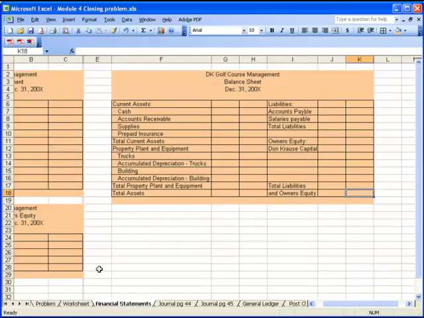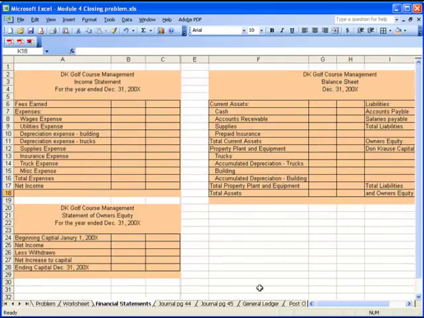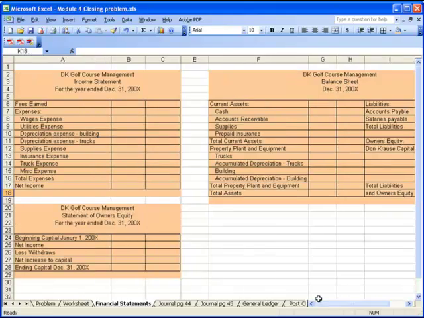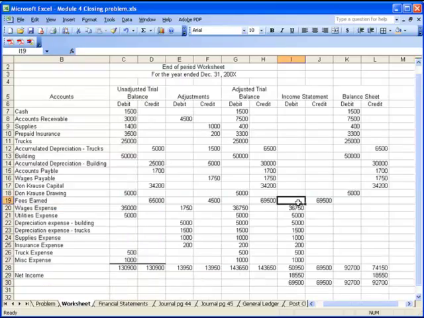So you see here, I've created some templates for our financial statements to save on time. We've got our income statement here, and we've got our fees earned, and I've listed all of our expense accounts already. I've got my statement of owner's equity and my beginning capital plus my net income less my withdrawals and my ending capital. And I've got my balance sheet here, and I've already listed all my assets and my liabilities and my owner's equity. So what I need to do is get the information from here on the worksheet.